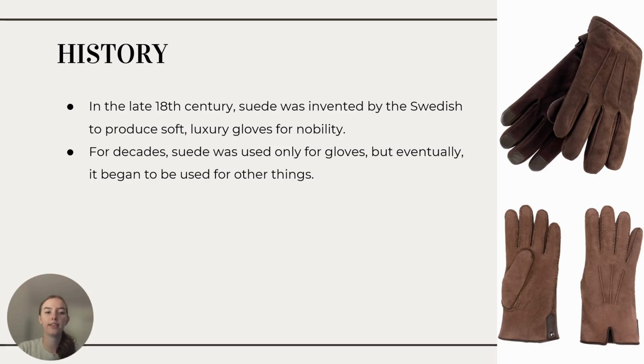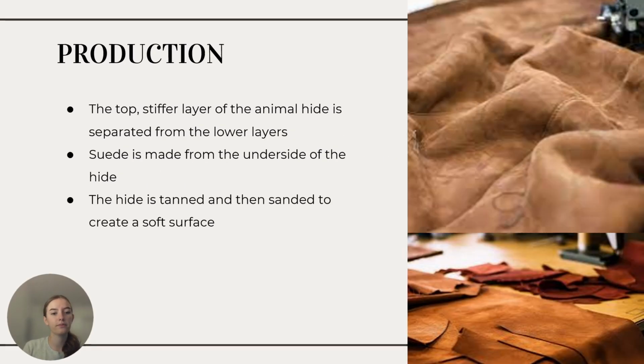So in the late 18th century, suede was invented by the Swedish to produce soft luxury gloves for nobility. And for a while it was used only for gloves, but eventually they began to use it for other things. So when they make suede, they take the top stiff layer of the animal hide off. They separate it from the underside of the hide, and that underside is then tanned just like leather, and then they sand it to create a soft surface.